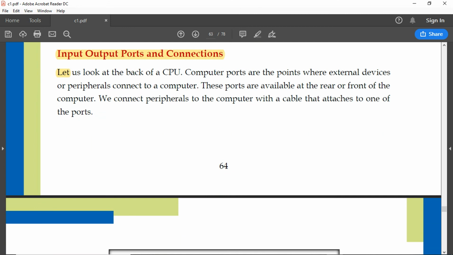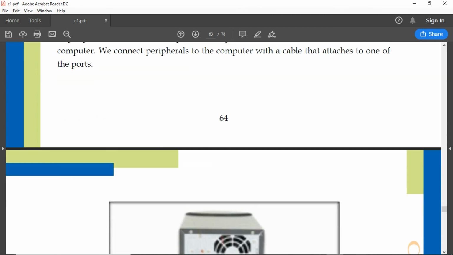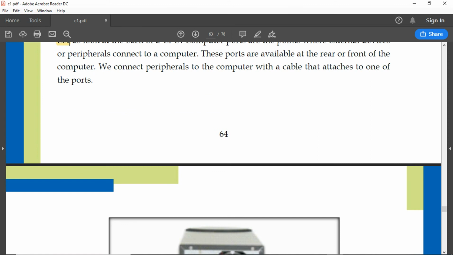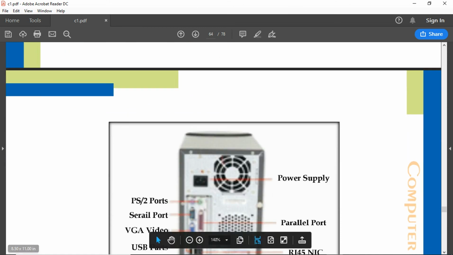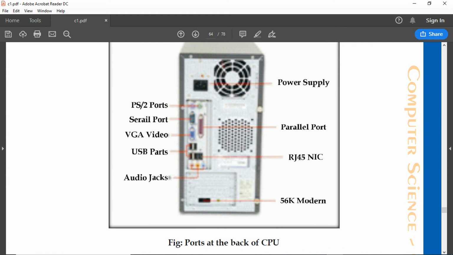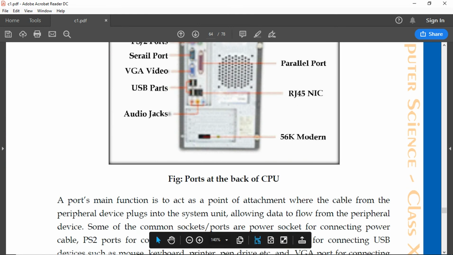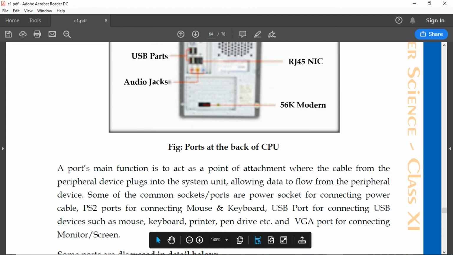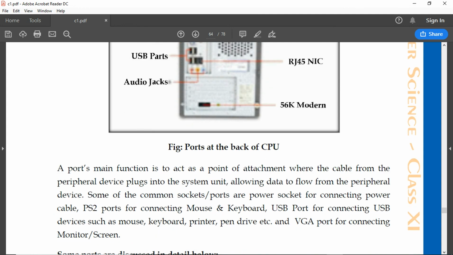Input-output ports and connections. Let us look at the back of a CPU. Computer ports are the points where external devices or peripherals connect to a computer. These ports are available at the rear or front of the computer. We connect peripherals to the computer with a cable that attaches to one of the ports. Fig. Ports at the back of CPU.